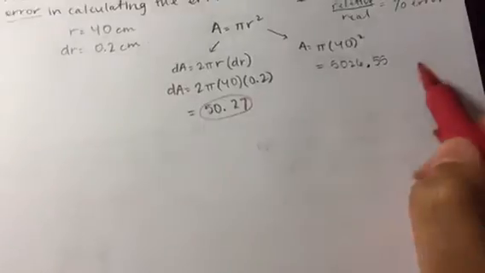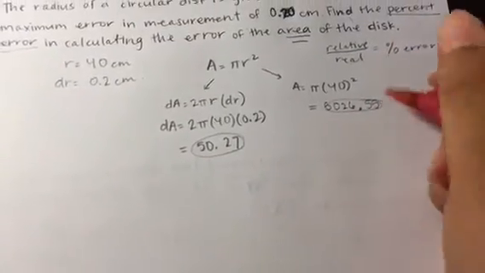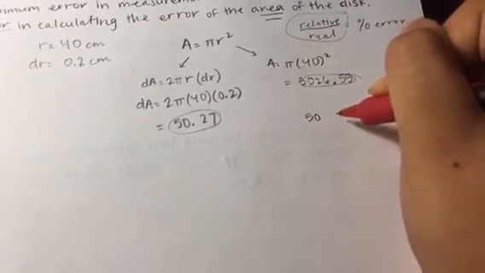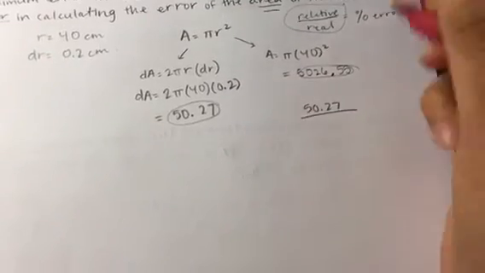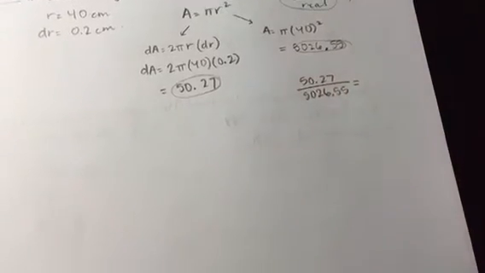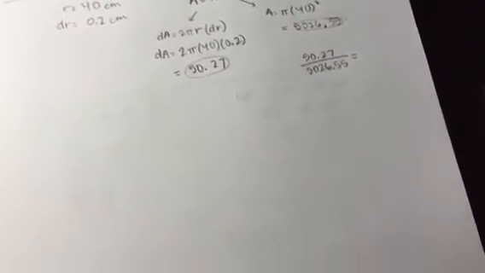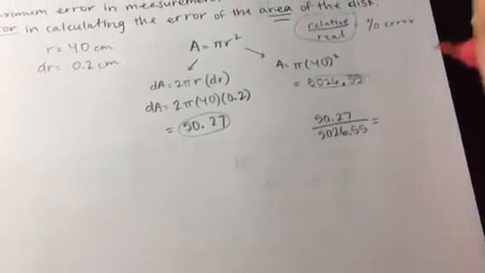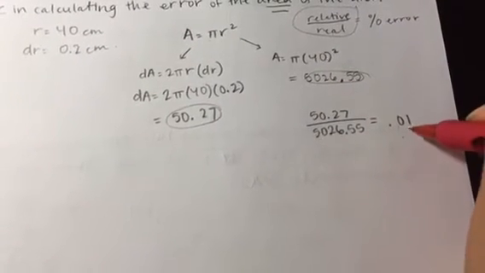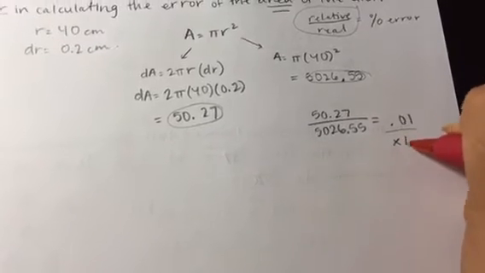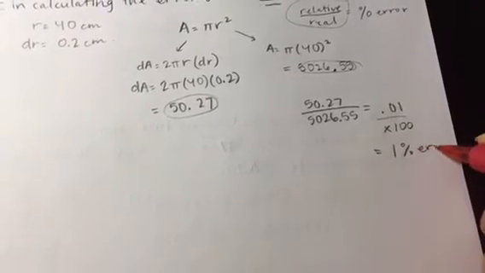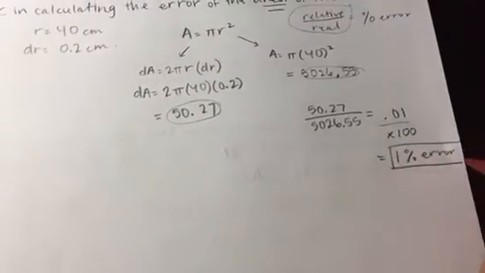So we take the relative value and the real value, and we use this equation right here. So we divide the relative by the real. And then when you calculate this out, you'll get 0.01. And then another part of the percent error part is, since this is the decimal version, you need to multiply this by 100 to make it the percent version. So the answer is there's a 1% error.